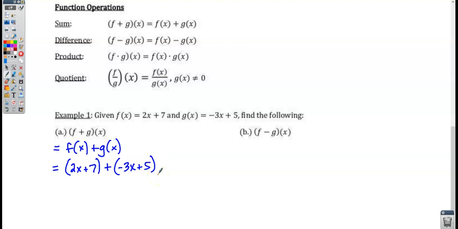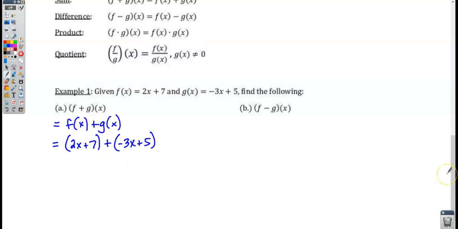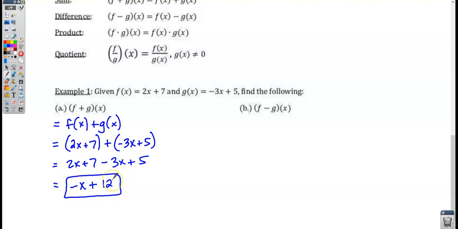With addition, it's not such a big deal because, since I'm adding these things, I can just go right ahead and drop the parentheses from them in order to simplify. And now we're going to combine like terms, and we end up with the sum being negative x plus 12 for part A. Part B, f minus g of x.